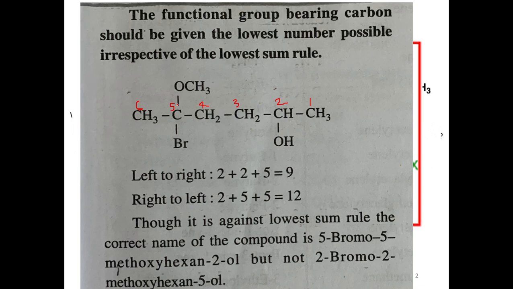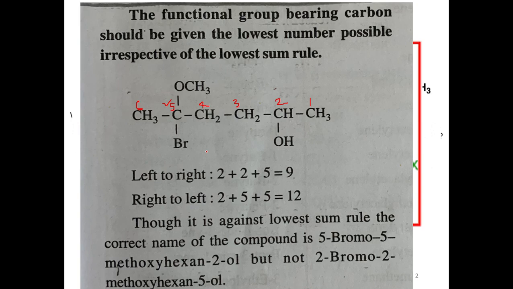So there you can see here at carbon number 5 we have two substituents. One is methoxy and one is bromo. So we will write the substituent names in alphabetical order. If only one substituent is present, then it's okay to write that name directly. But we have two substituents, so we will consider alphabetical order.